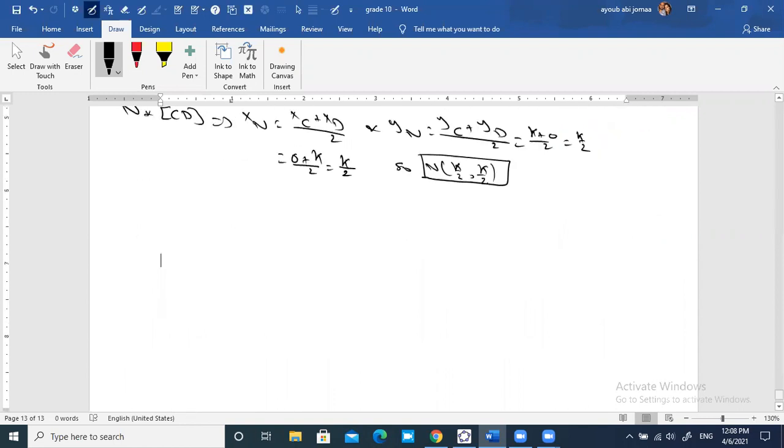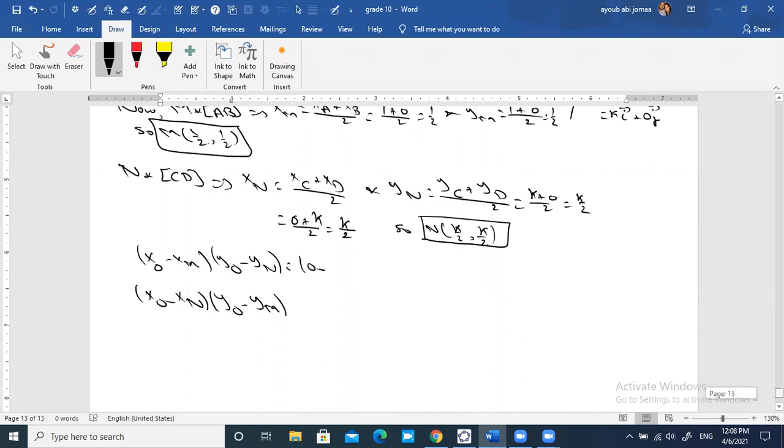Now, to determine whether the points are collinear or not: xo minus xm into yo minus yn, equals xo minus xn into y of o minus y of m. Replace 0 minus xm, xm of point m, minus half into 0 minus k over 2.